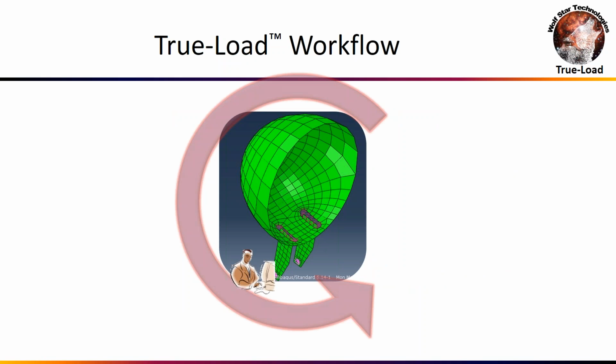So this is actually my training example that I use in my trainings for TrueLoad. In this example, the analyst has a headlamp from a motorcycle. The analyst looks at this headlamp and says it's getting excitation from the front suspension, from the handlebars, from the frame, from the engine vibrations.